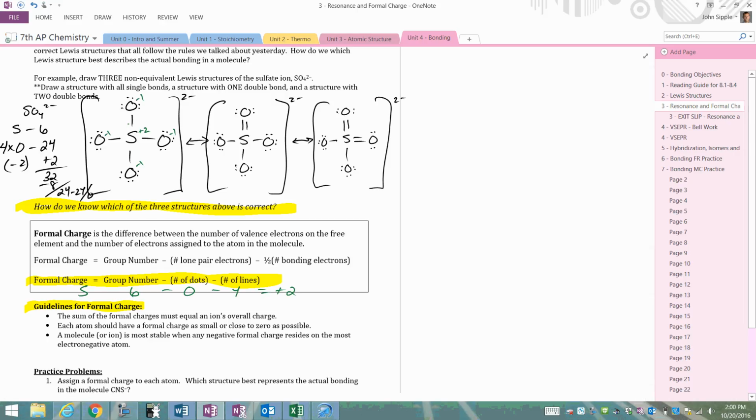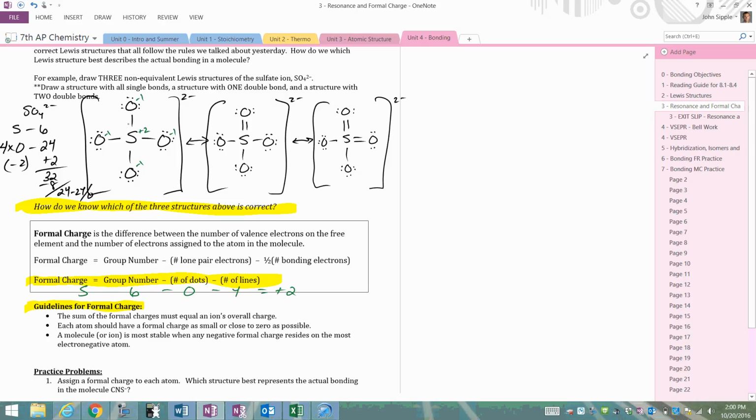So oxygen is in group 6 on the periodic table. We subtract out the number of dots around it, which is 2, 4, 6, so it's 0. And we subtract the number of lines there. It's 1. So that's how we got -1. So it would be 6 minus 6 minus 1 to give us the -1.